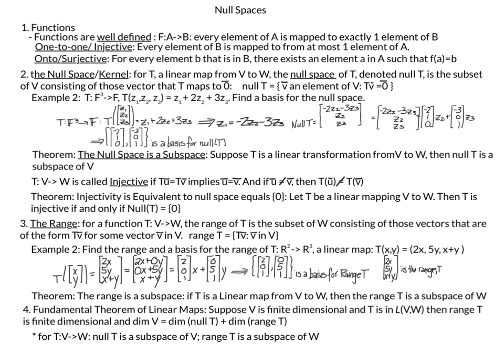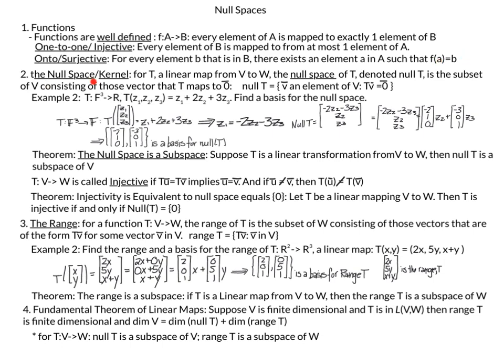First, we're going to review some things about functions. So the first important thing about functions is that they are well defined. If we have a function that maps from A to B, every element of A is mapped to exactly one element of B. We also have one-to-one, sometimes called injective functions, where every element of B is mapped to from at most one element of A. And then we have onto and surjective functions. For every element B in the set B, there exists an element A in the set A such that f of A is equal to B.